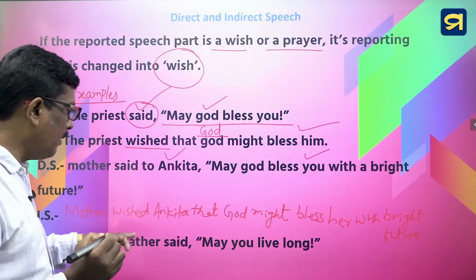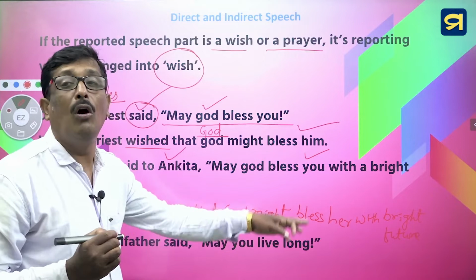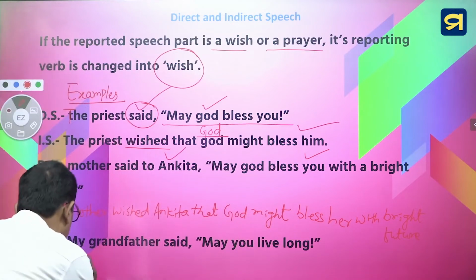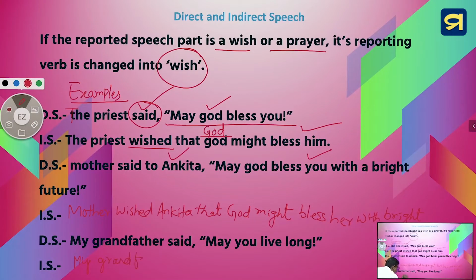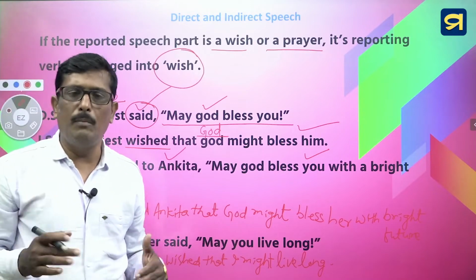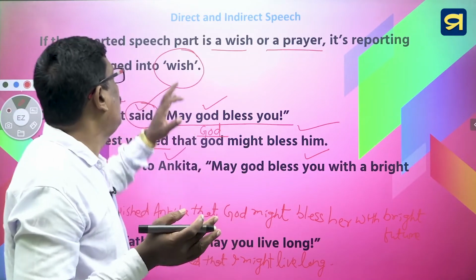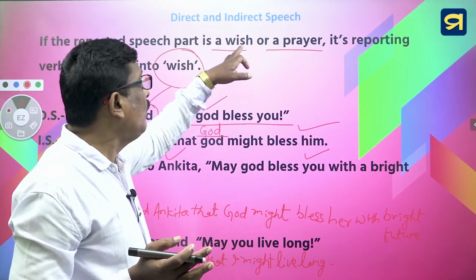Next, my grandmother said, "May you live long." So how will it change? You see, my grandfather, not grandmother, grandfather, sorry children, my grandfather wished that, here "you" means I, might live long. So in this way, we will change from direct speech to indirect speech if the reported speech part is a wish or a prayer.